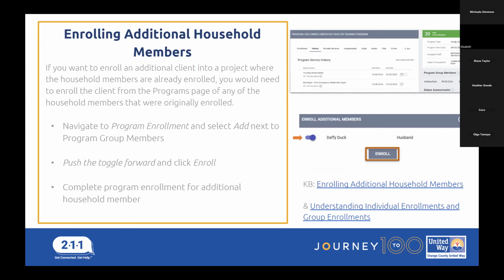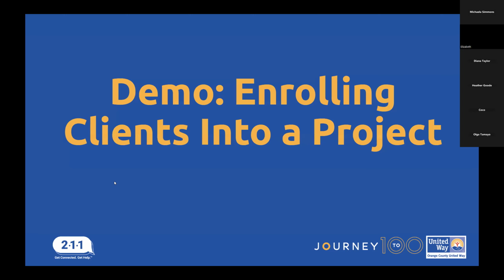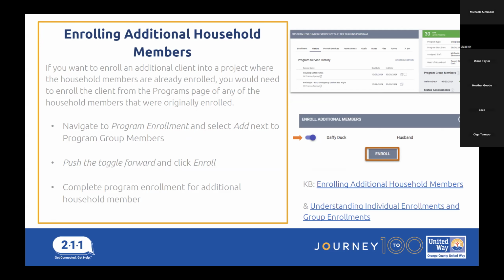If you want to enroll an additional client into a project where the household members are already enrolled, you would need to enroll the client from the programs page of any of the household members that were originally enrolled. You would navigate to the program enrollment and select Add next to the program group members. You would push the toggle forward and click Enroll.